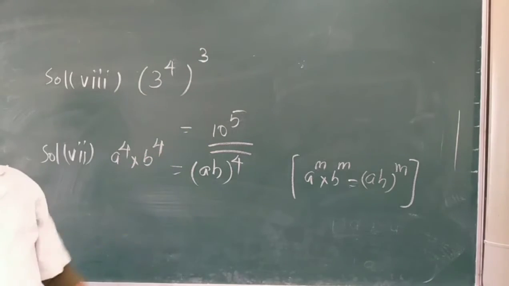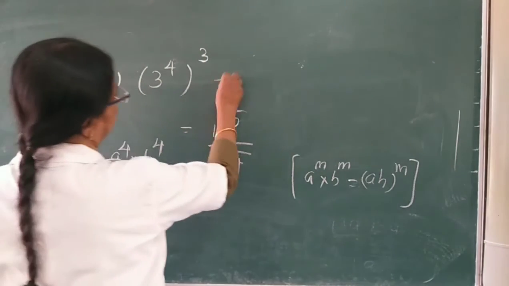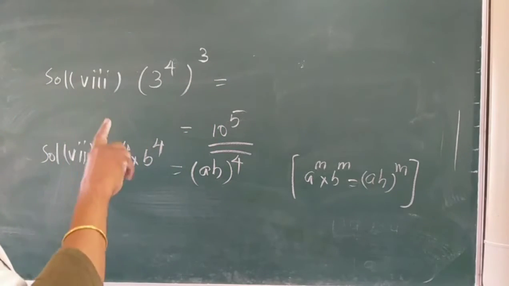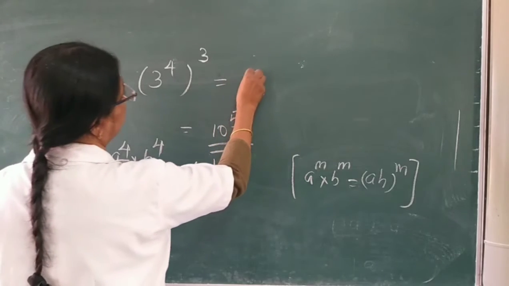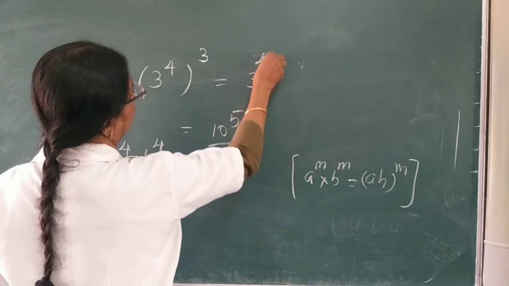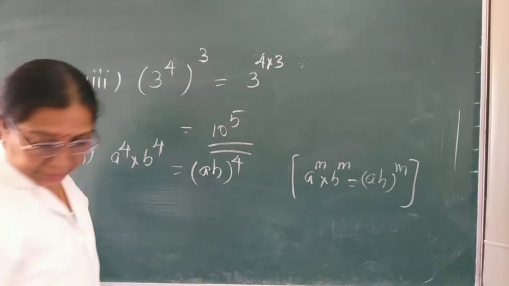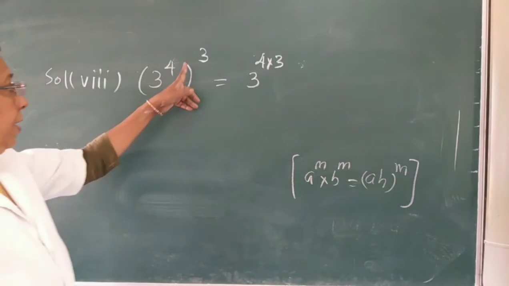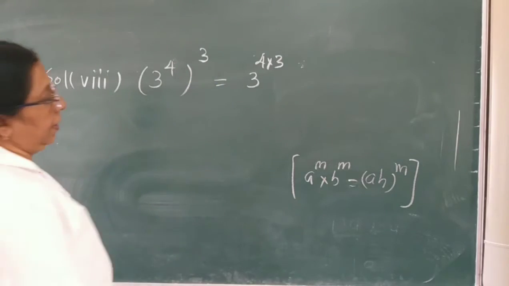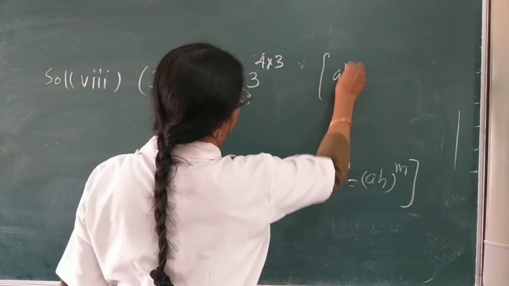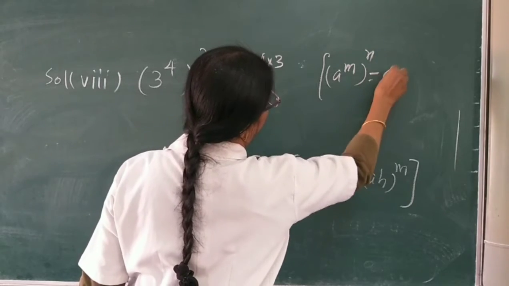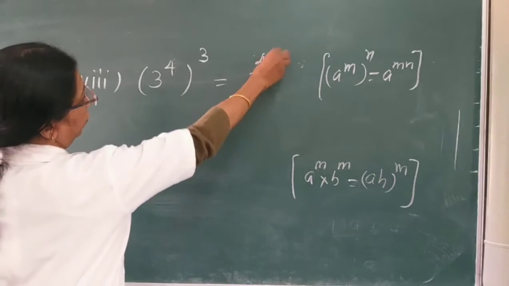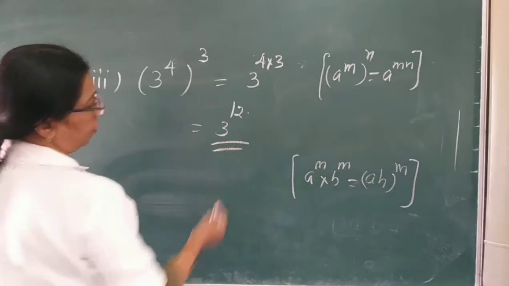Giving a power to a power is taking power of a power, that is, a raised to m the whole raised to n is a raised to mn. So here, 3 raised to 4 the whole raised to 3. a raised to mn means m into n. Here m and n are 4 and 3, so 4 into 3. You write a raised to m the whole raised to n is equal to a raised to mn. That is 3 raised to 4 into 3, which is 3 raised to 12. That is the answer.